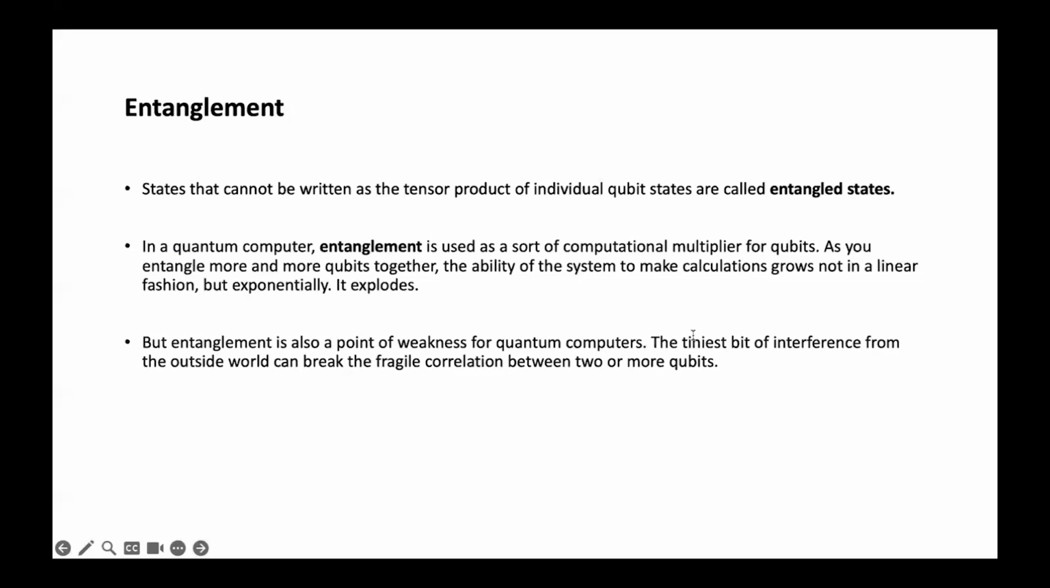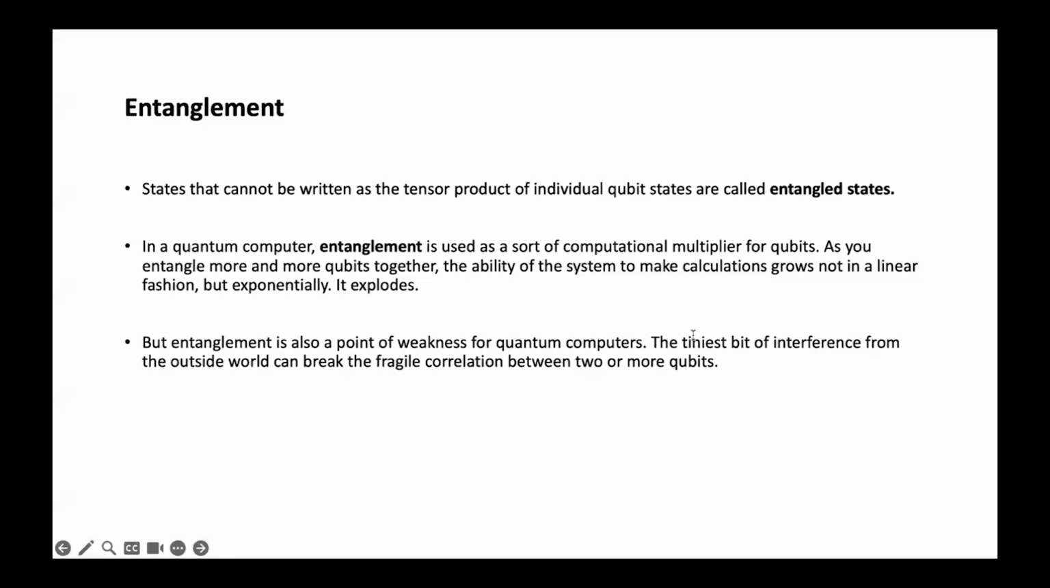States that cannot be written as the tensor product of individual qubit states are called entangled states. In a quantum computer, entanglement is used as a sort of computation multiplier. That's why very often you see the statement that entanglement is the property that allows for speedup in quantum computation.